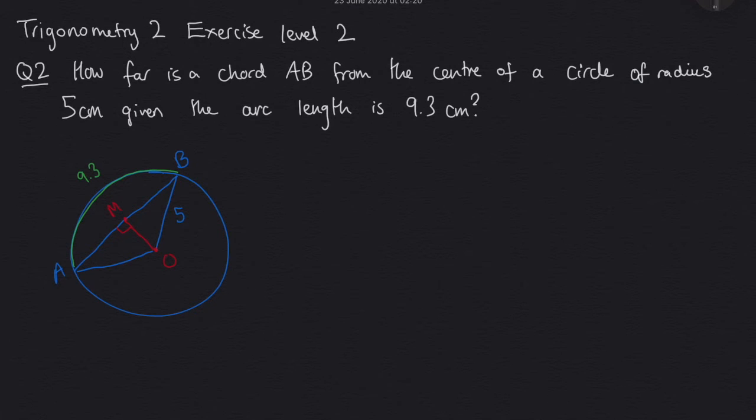So let's think about what we can do here. We know that arc length is equal to r theta, but we know that the arc length is 9.3, and we also know the value of r. So we know that r is equal to 5, and the arc length is 9.3. So we get 5 theta is 9.3, so theta is 9.3 divided by 5, which is 1.86. So this tells us that this angle here is 1.86 radians. But what we want to find is the length of MO.